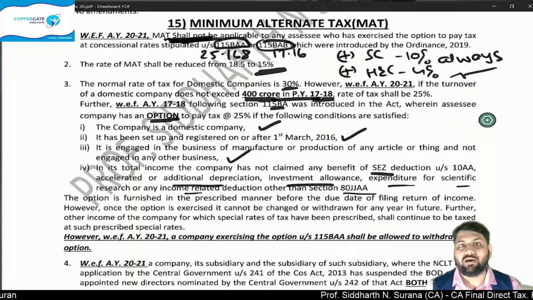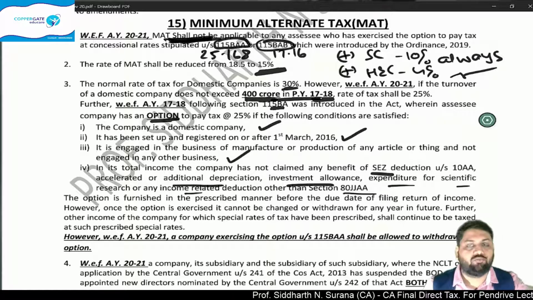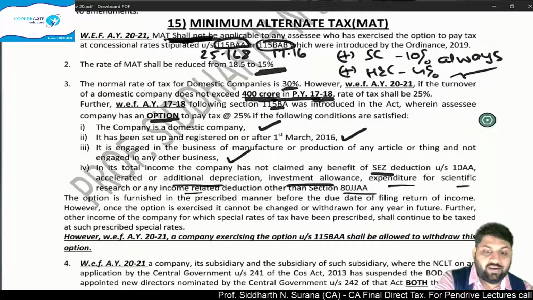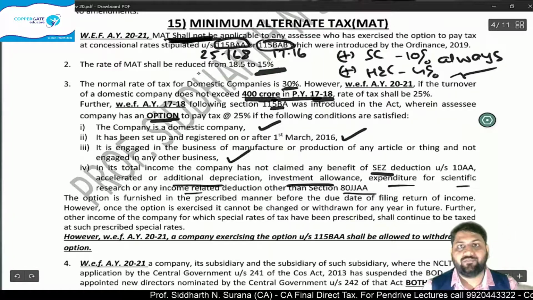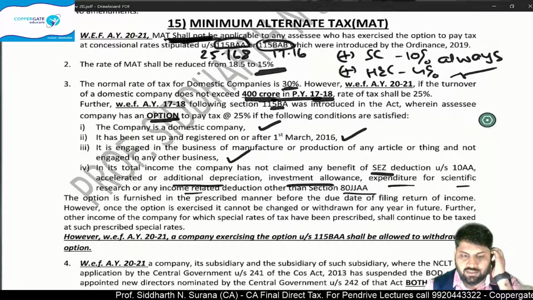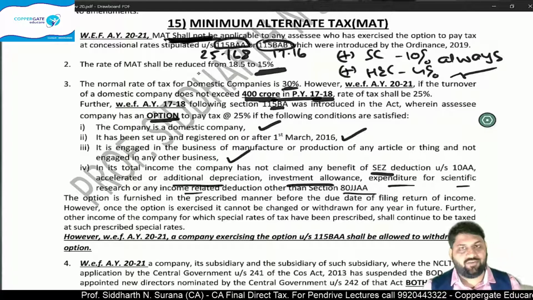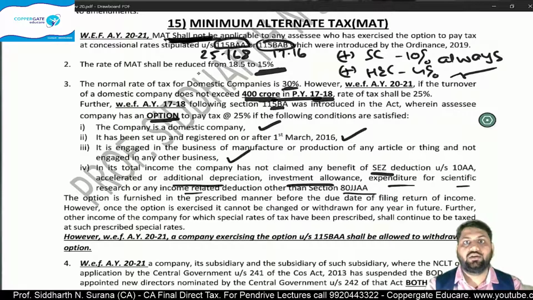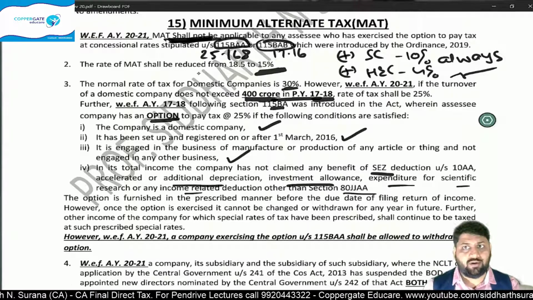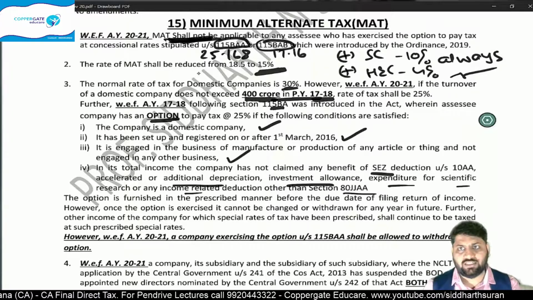With cess, it will become 26. Even if I assume no surcharge, it will be 26. And in 115BAA, after adding surcharge and cess also, you are less than that. See, basic tax rate, if it is 25%, whether there is surcharge or no surcharge, 4% cess will always come. If you only add cess, then also it will become 26. Obviously, if there is surcharge, it will become higher.